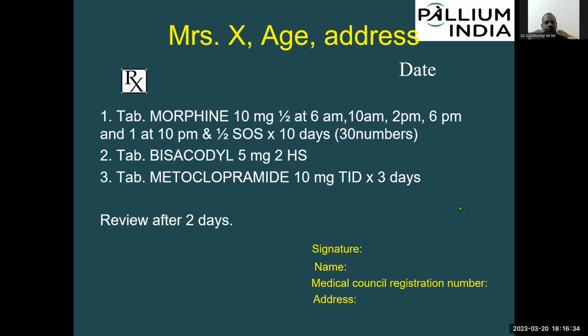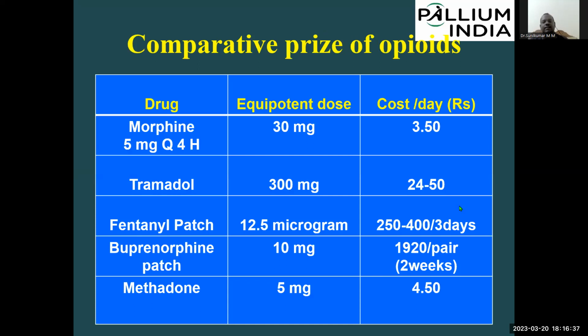I am moving on to, please find the cost of opioid medications also. So a patient who is on 5 milligram of morphine hourly, so the total dose would be 30 milligram, and so 3 10 milligram tablets, that will cost about 3 rupees 50 paisa. But to get the same pain relief, you have to take 300 milligram of tramadol, and the patient need to spend about 24 to 50 rupees per day.